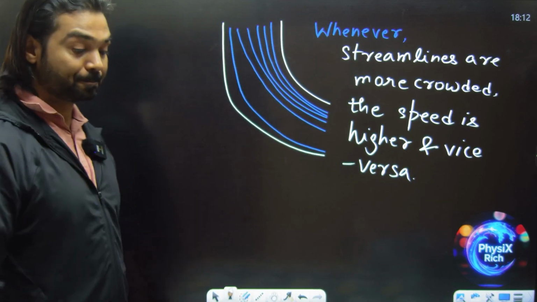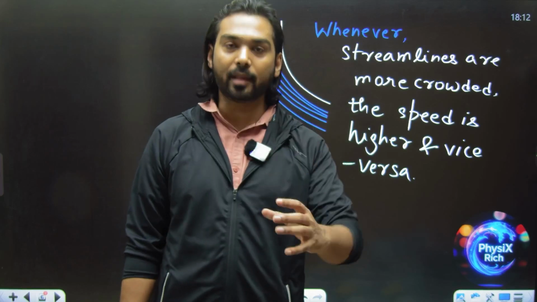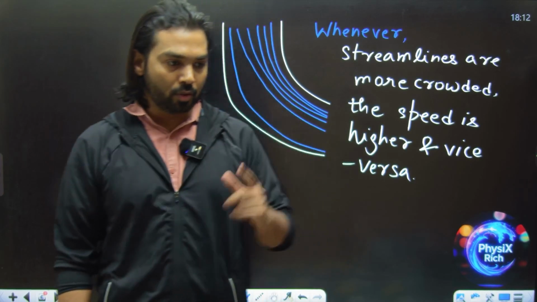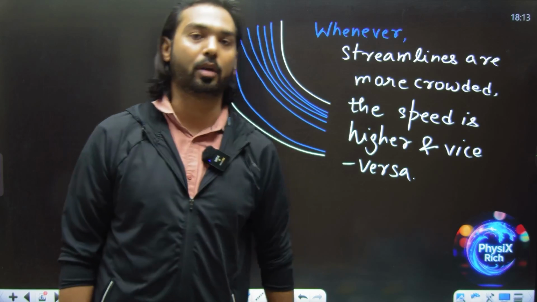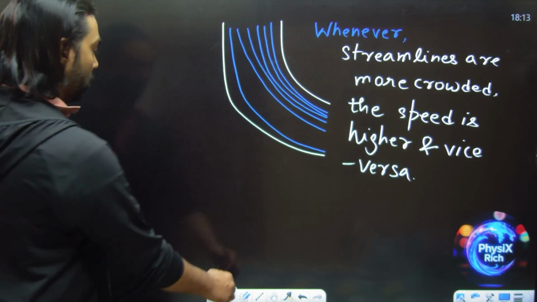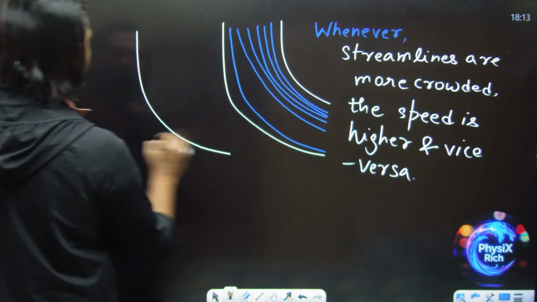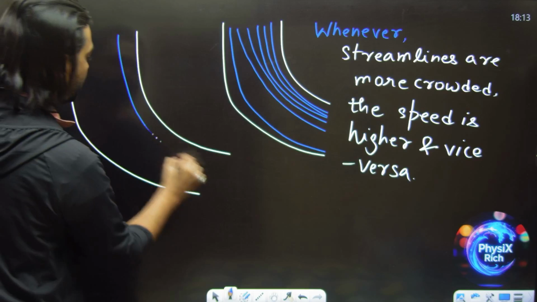That's how it works. Whenever the streamlines are more crowded, the streamlines are closer together, you notice that there is a higher speed wherever they are more crowded. Okay, so this is going to be the shape of the streamlines. The most common wrong answer in this question is that the streamlines are like this.